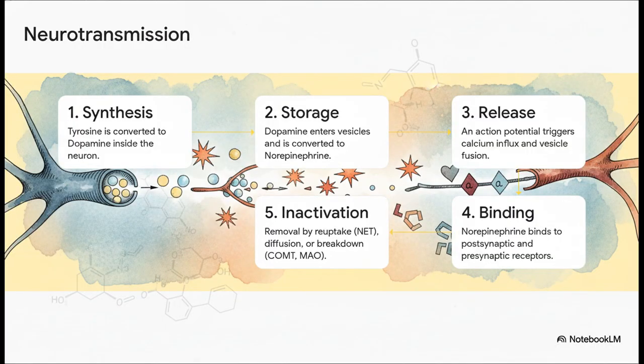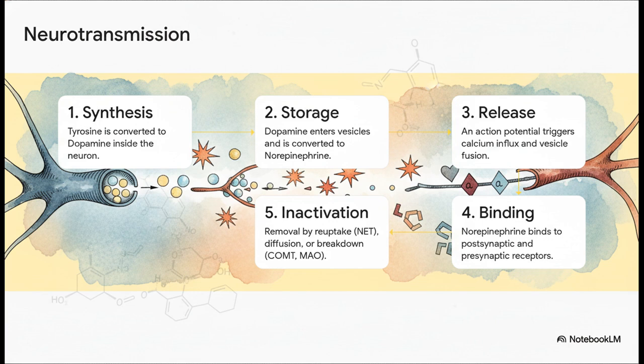Step 1 is synthesis. It all starts with the amino acid tyrosine, which gets converted into dopamine right inside the neuron. Simple enough. Then step 2, storage. That dopamine gets packed away into these little vesicles, and inside them it gets converted into norepinephrine, ready to go. Okay, step 3, release. An action potential comes along, zaps the neuron, calcium rushes in, and boom, the vesicles fuse with the membrane and release norepinephrine into the synapse.